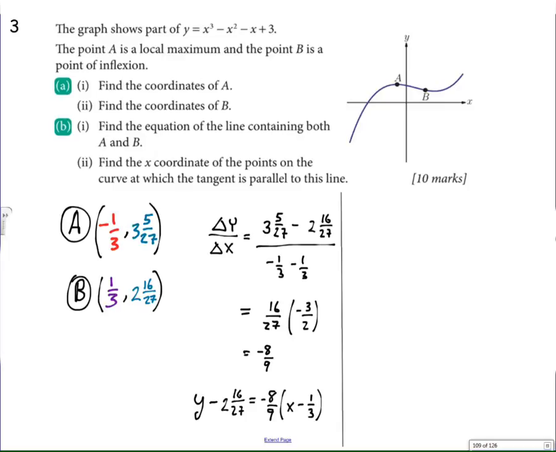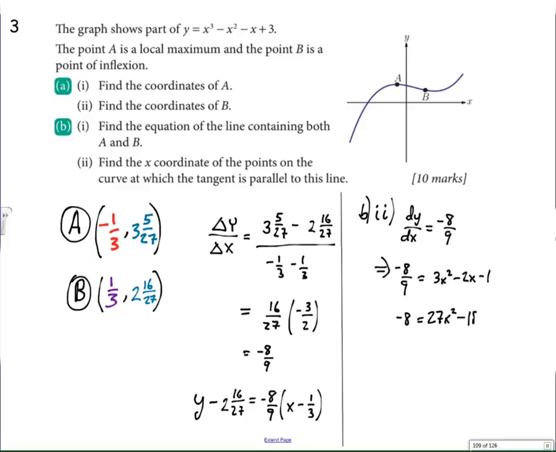I hope you don't mind, I didn't do that part because it's busy work. We're just getting into the big ideas, like what am I supposed to do? And here it says find the x-coordinate of the points on the curve at which the tangent is parallel to this line. So in other words, we have a line going through A and B whose slope is -8/9. They're saying that there has to be a couple of points on the curve where the slope of the tangent is -8/9. And so to do that, we just have to go to the derivative and find out when the derivative is equal to -8/9.